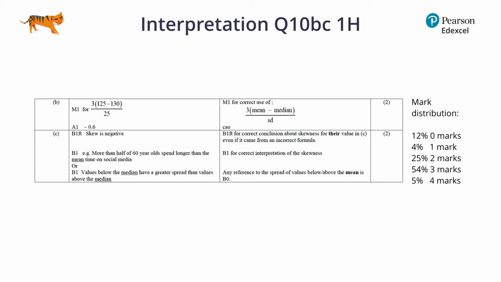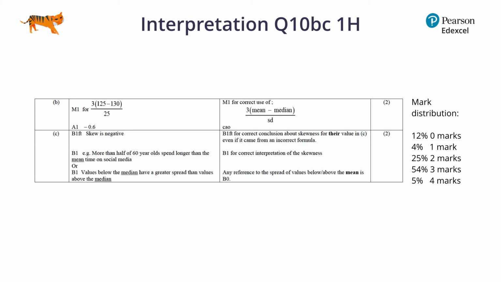In Part C, we can see that they needed to be able to interpret the answer that they have got in Part B. The first mark was given for stating that it was negative skew, and then the second mark was for a correct interpretation of the skew. The two acceptable answers are seen on the mark scheme. A follow-through mark was given here.